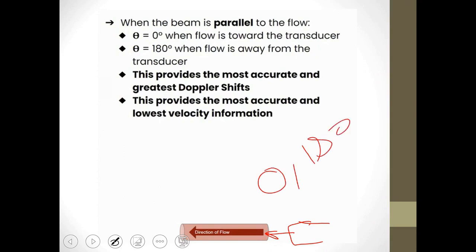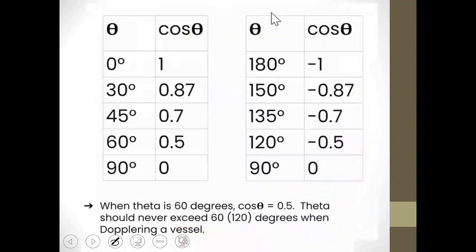Why do I say 0 or 180? If you are at 0, then it's as if you are aligning the angle with the direction of the blood flow. If it is moving the other way, then your angle is 180. Consider this the best angle, because if you take cos 0 or cos 180, you will find that the value is either 1 or minus 1.